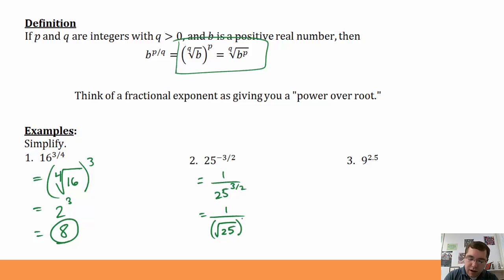The square root of 25, then cubed. So the square root of 25 is 5. This is 1 over 5 cubed. 5 cubed is 125, so it's 1 over 125.